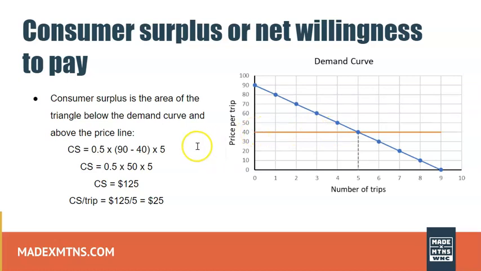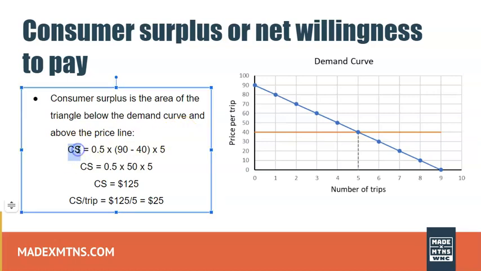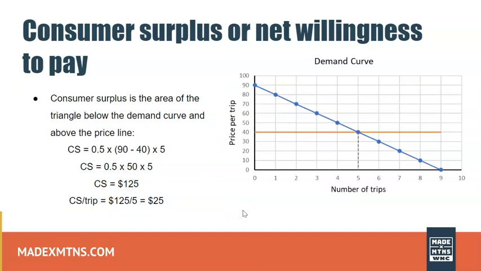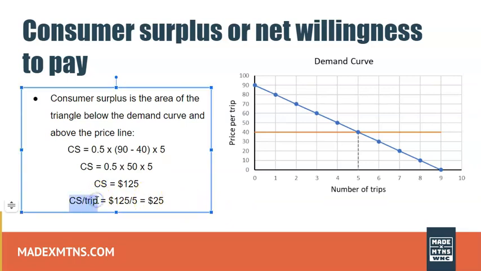Okay, so the area of a triangle is 1/2 base times height, and so consumer surplus, or CS, equals 1/2 times 90 minus 40, which is the height of the triangle. So we go from 90 to 40 on the vertical axis, times the base of the triangle, or 5 units. So just a little bit of math. Consumer surplus equals 1/2 times 50 times 5, and that's equal to 125. And a lot of times you'll see this expressed as consumer surplus per trip, where we just divide consumer surplus by the number of trips. So that's equal to $25.